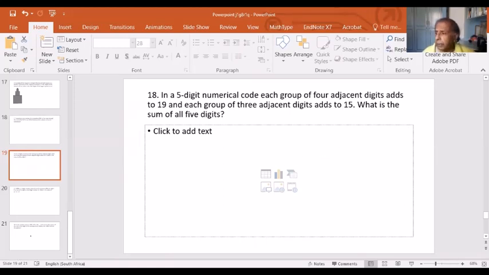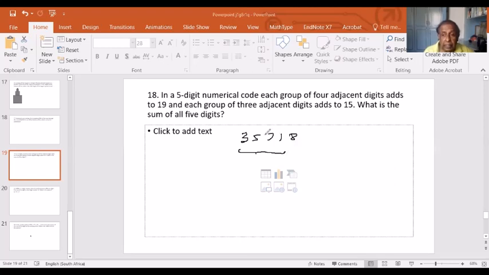Now, you take a 5-digit number. An example of a 5-digit number is like 35718. So that's a 5-digit numerical code. Each group of 4 adjacent digits. It means if I take 4 digits which are next to each other, I'm going to get 19. Here, if I add them, I get 8, 16. So this doesn't work, right?